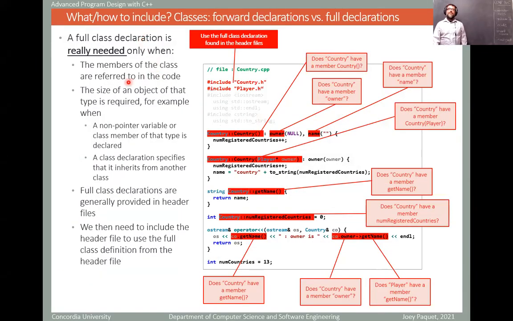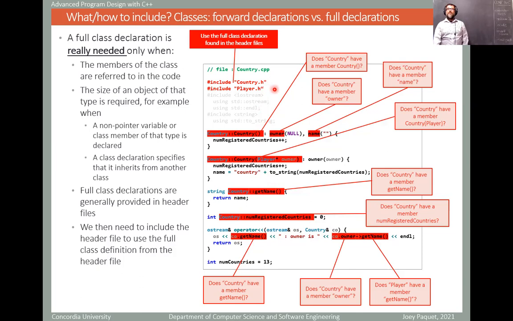Okay. So here's the explanation as to when you actually need to have the full class declaration. The full class declaration is really needed only when either of these two conditions is true. First, when the members of the class are referred to in the code. So, for example, in the code here you have co.getName. What is co? Co is this variable here, which is of type country. So here you're essentially referring to the member getName of the country class.